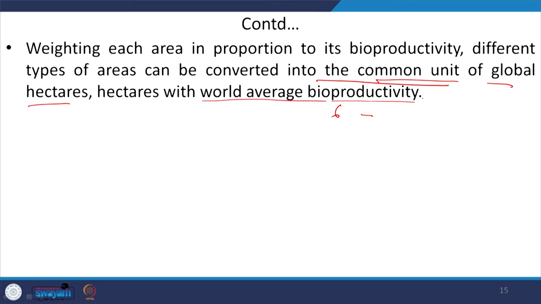So, in our earlier example we talked about the cropland footprint, by taking into account, let us say, wheat. So, what have we taken into account? We have taken into account the world average bioproductivity or yield of that particular crop, and then we compare.